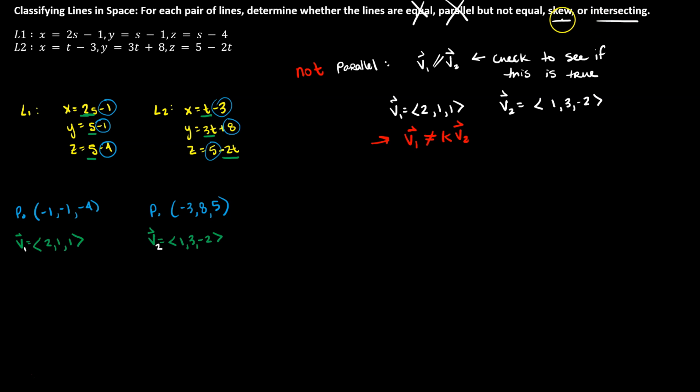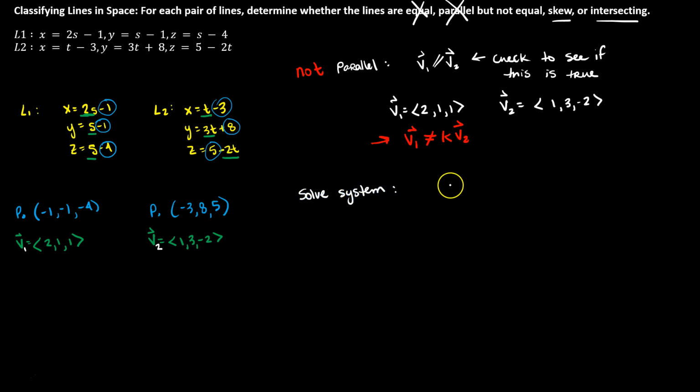If they are skew, then we have to prove that they never intersect, meaning there's never a parameter that I can pick for s and a value that I can pick for t so that I generate the same point on either line 1 and line 2. If they are intersecting, I should be able to find the parameter value for s and t that would give me the same point on the line. So we're going to try and solve this system of equations.